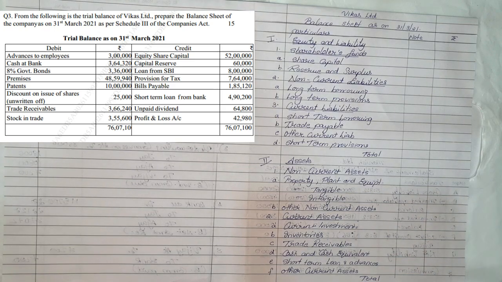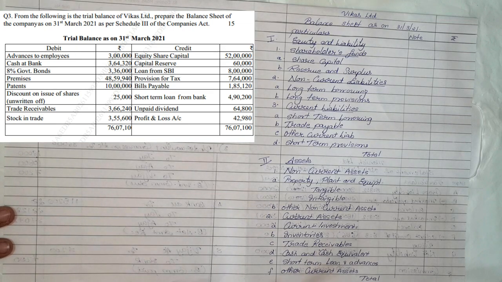Okay, now let us see the next sum. In the question, it is given that from the following is the trial balance of Vikas Limited. Prepare the balance sheet of the company as on 31st March 21. They given you the trial balance debit and credit. On the debit side they are giving you advances to employees, cash at bank, 8% government bond, premises, patent, discount on issue of share, trade receivable, stock. And on the credit side, they are giving you equity share capital, reserves, loan from SBI, provision for tax, bills payable, short-term loan from bank, unpaid dividend, and profit and loss account. And they are asking us to prepare the balance sheet.